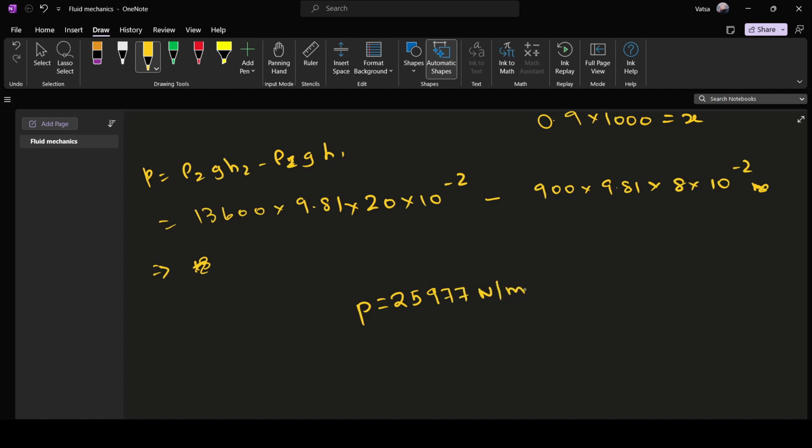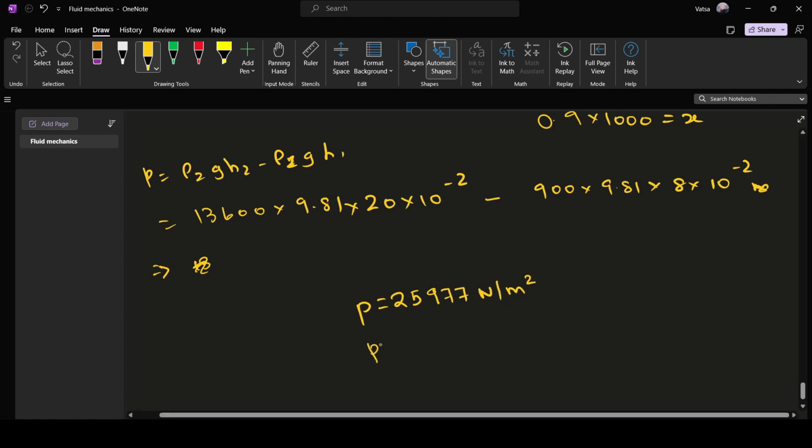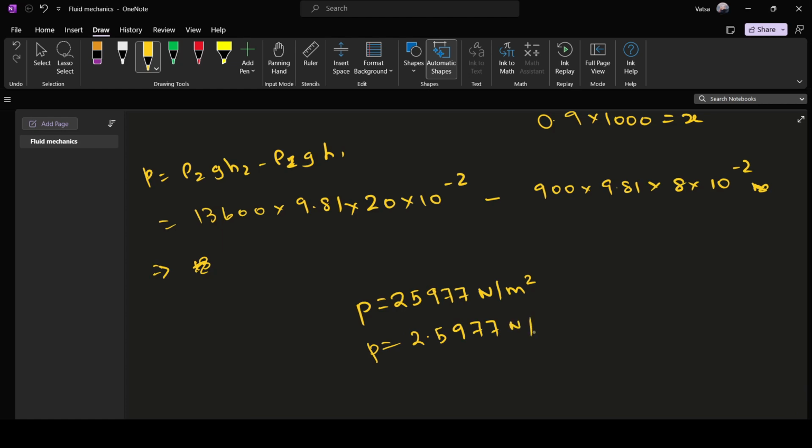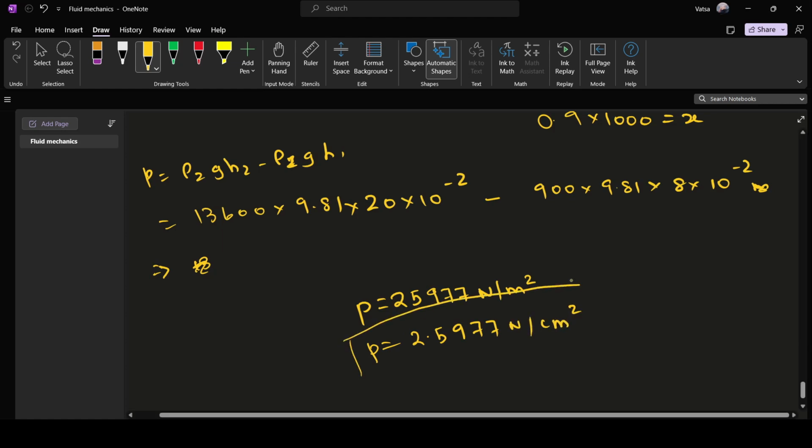Newton per meter square. So we can just make this Newton per centimeter square. So that will be 2.5977 Newton per centimeter square, because our heights are given in centimeters, we just have to make them centimeters. So this is our pressure.